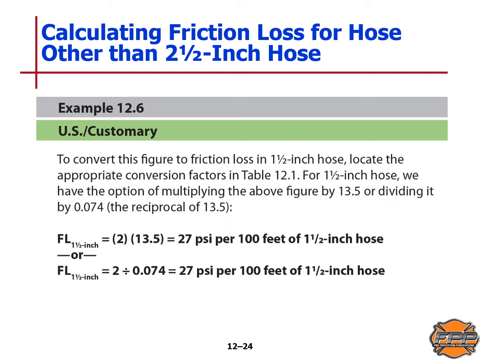To convert this figure to friction loss in 1.5-inch hose, locate the appropriate conversion factors in table 12.1. For 1.5-inch hose, we have the option of multiplying the above figure by 13.5 or dividing it by 0.074, which is the reciprocal of 13.5. So we have friction loss of 1.5-inch equals 2 times 13.5 equals 27 psi per 100 feet of 1.5-inch hose, or friction loss of 1.5-inch equals 2 divided by 0.074 equals 27 psi per 100 feet of 1.5-inch hose. So it doesn't matter if you multiply by 13.5 or divide by its reciprocal, 0.074, you come out with the same answer, which is 27 psi per 100 feet of 1.5-inch hose.